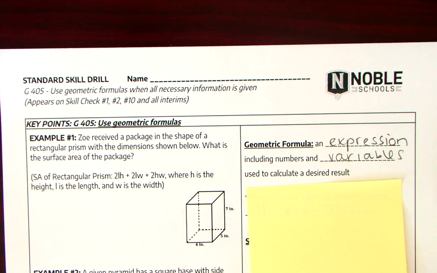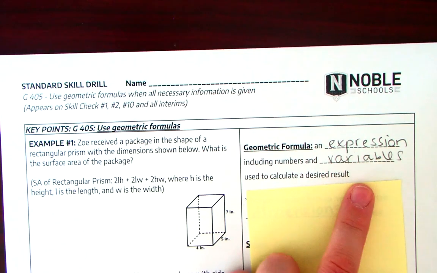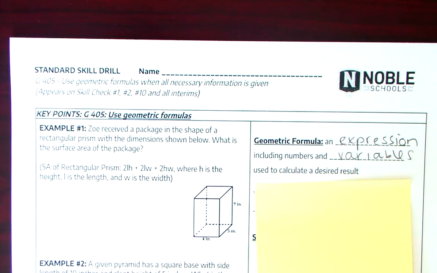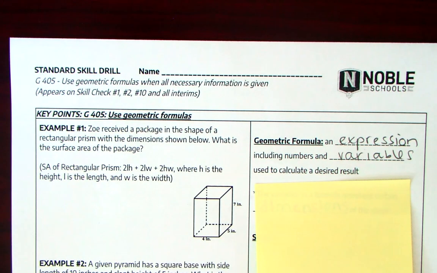So what is a formula? A formula is an expression that includes numbers and variables, and you can use that to calculate a desired result. Usually with a geometric formula, we're calculating information about physical features of the shape, like the size of the shape. It could be certain lengths. It could be the space outside the shape, the space inside the shape. Okay, so we're talking about something really physical in real life, which is dope.